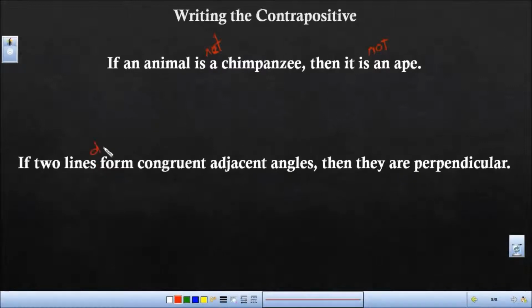Okay, if two lines do not form congruent adjacent angles, then they are not perpendicular. Now these are inverses, right? So what we have to do next is switch them around. This becomes the hypothesis and this becomes the conclusion. So we say if it is not an ape, then an animal is not a chimpanzee. Or we say if two lines are not perpendicular, then they do not form congruent adjacent angles. Again, we're switching.